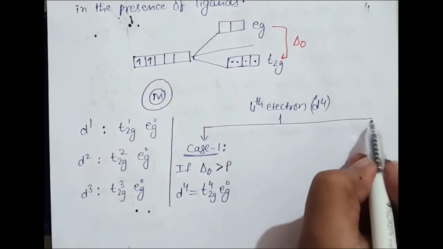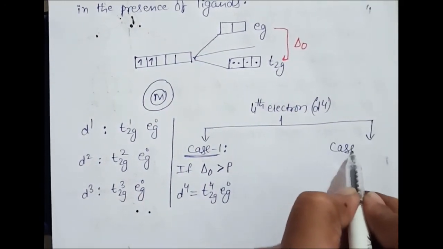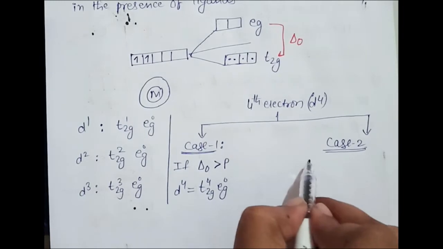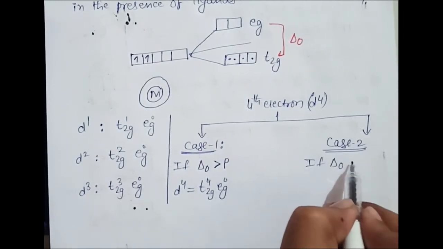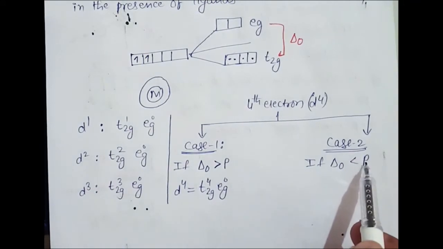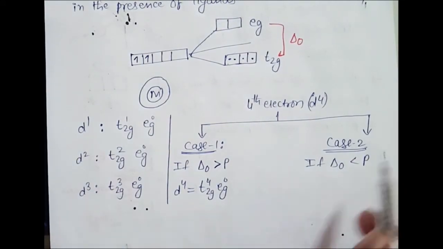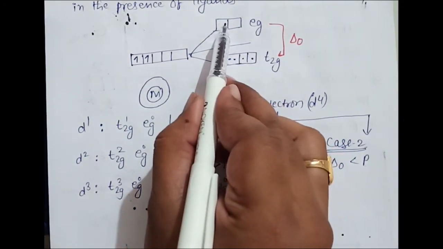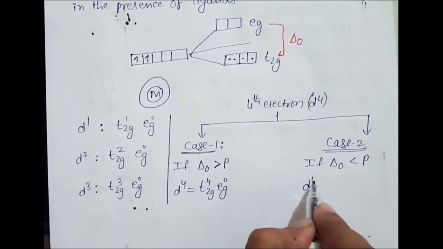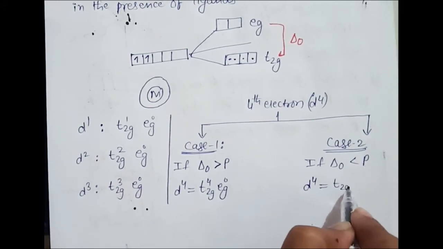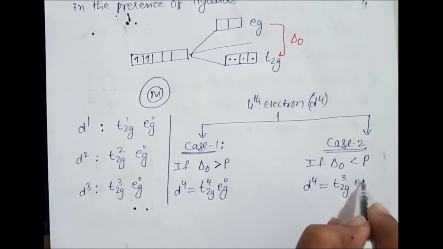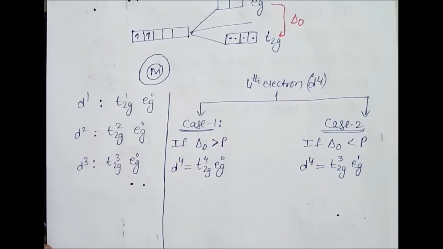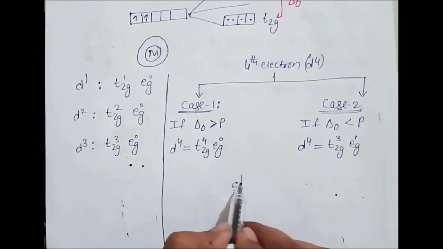But in case 2, if the energy gap is less than the pairing energy, the energy needed for pairing the electron, here pairing the electron requires more energy, so instead the electron will go to the higher level. So d4 can be written as t2g3 eg1. Got my point here? For the fourth electron, suppose you think, sir, you give me another example. Yes, I will give you another example.